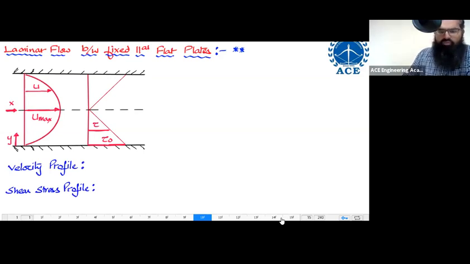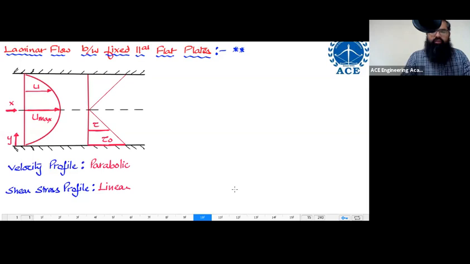So please look at the formulas, very simple formulas. Just by knowing one formula, every other formula you will find out eventually. You have to understand the sequence, the chronology. Velocity profile is going to be parabolic in nature. Shear stress profile is linear in nature. This is what we are having.